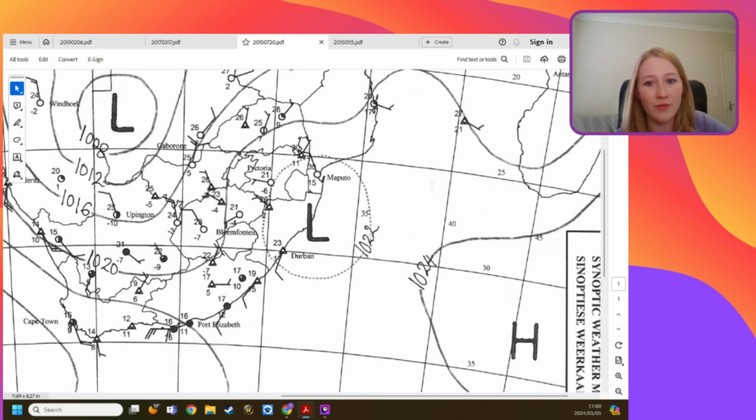hectopascals. So this is a coastal low. It's a low pressure system that's on the coastline. You'll learn more about that in grade 12. So this is a little coastal low, and it drops down to 1022, but it's not a whole 4 hectopascal interval. That's why it's just little dotted lines. Good.